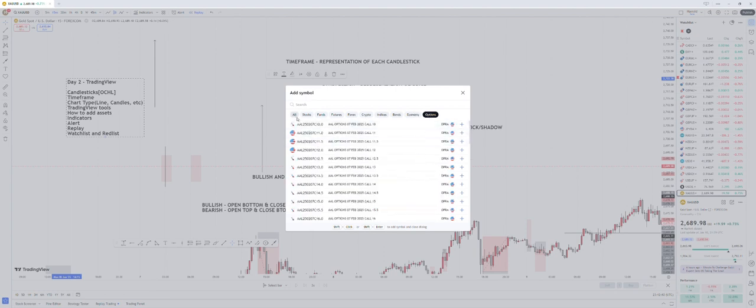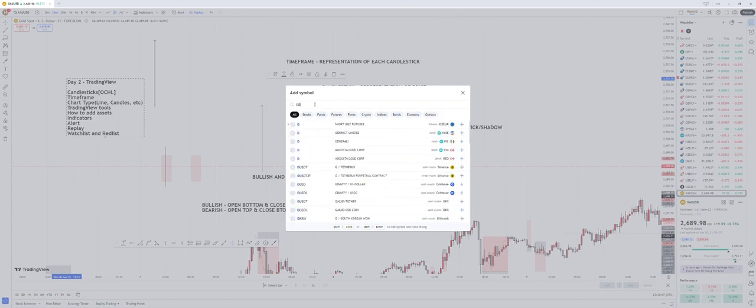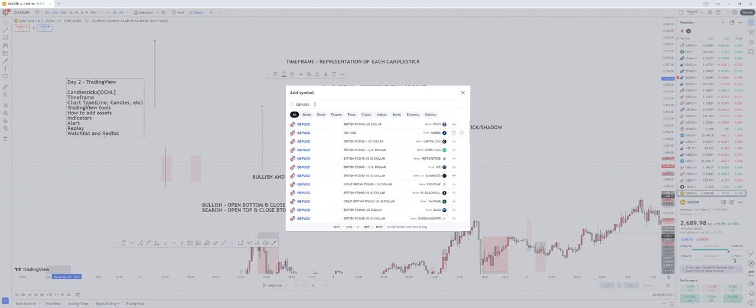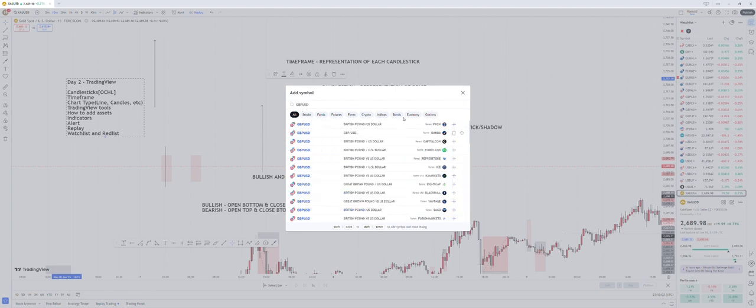So mostly you just put it on all, and then you search for the asset you want to add. So you just type GBPUSD, that's British pound against the US dollar. You don't need to bring that symbol over there. You just need to type the instrument without that symbol, and you're going to have it.